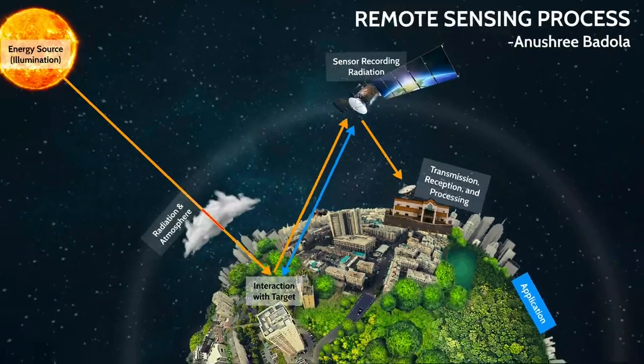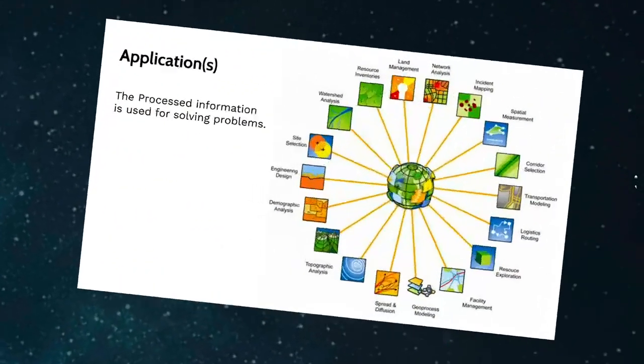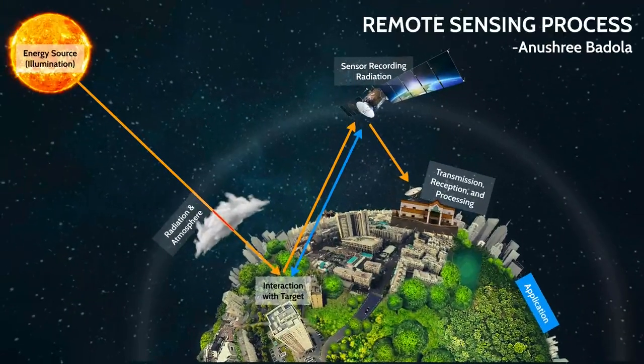When we extract information from the data and interpret it in the best possible way, then we can use this to solve real-world problems. Some of the common problems which can be solved by remote sensing can be seen in this diagram. This covers the fundamentals of the remote sensing process.